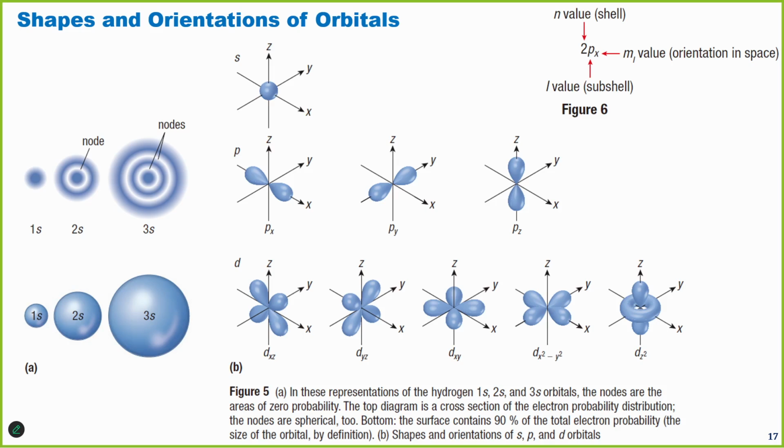The p orbitals are not spherical like s orbitals, but have two lobes separated by a node at the nucleus. This is illustrated in figure 5b. The p orbitals can exist in any of the three dimensions and are labeled using the x, y, z coordinate systems, along which the lobes lie. For example, the 2p orbital with its lobes centered along the x-axis is the 2px orbital.